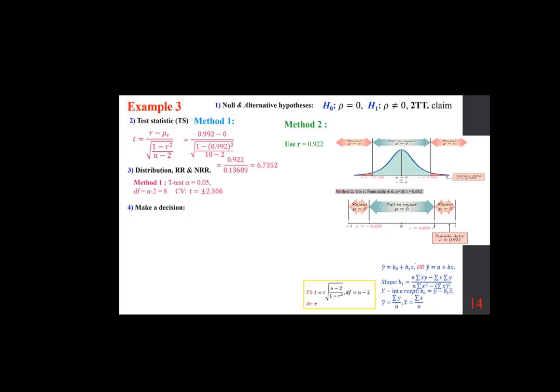And from a Pearson correlation coefficient table, alpha of 0.05, n equals 10, we come up with plus or minus 0.632. In both cases, as you can see, we end up with the same result. We reject H0. And so there is a correlation.